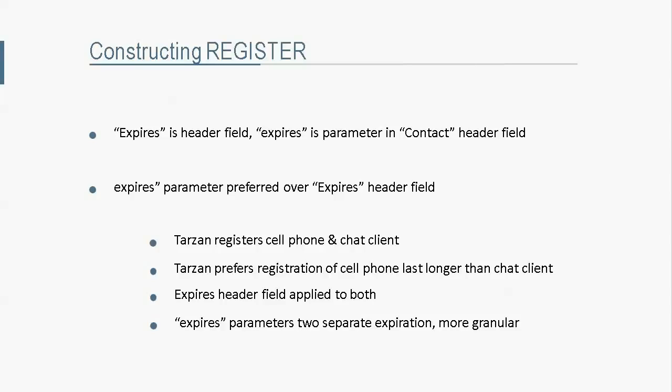In this scenario, if Tarzan uses the expires header field, it will be applied to both the cell phone and the chat client. The expires header field cannot be used for one entry and not for the other. On the other hand, since he has two contact header field entries, one for the cell phone and one for the chat client, Tarzan could use two different expires parameters in the contact header field values to define two separate expirations. That is why, logically, the expires parameter in the contact header field is preferred over the expires header field.